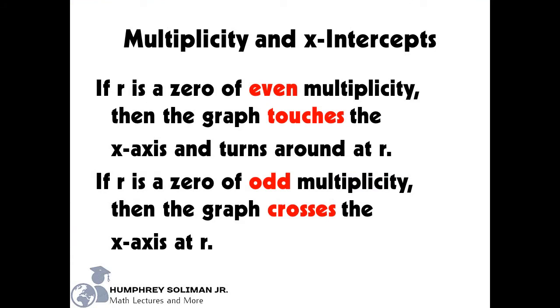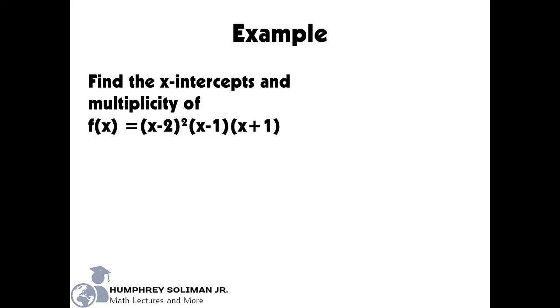Now, in terms of multiplicity. If r is a zero of even multiplicity, then the graph touches the x-axis and turns around at that value of r. If r is a zero of odd multiplicity, then the graph crosses the x-axis at that value of r. We can see this better with an example.